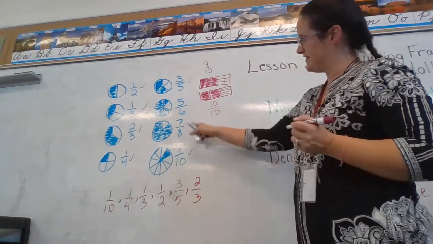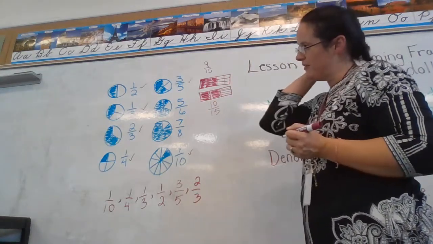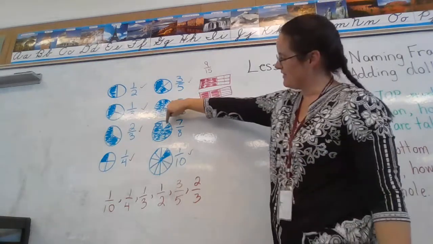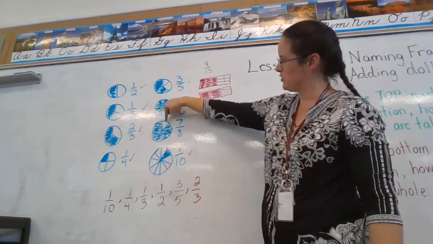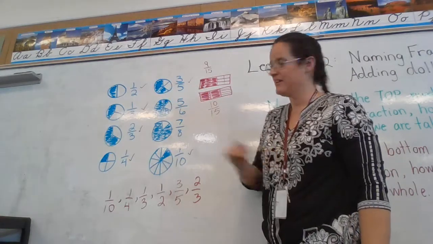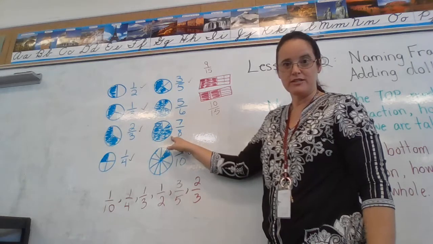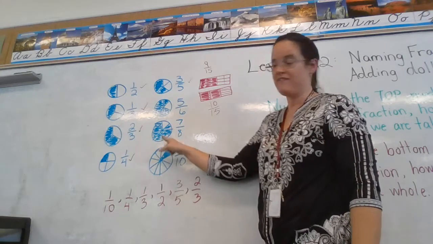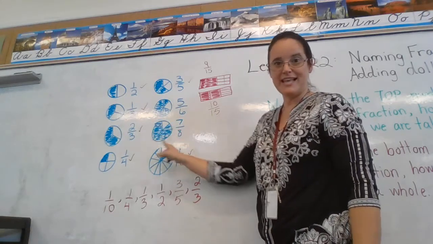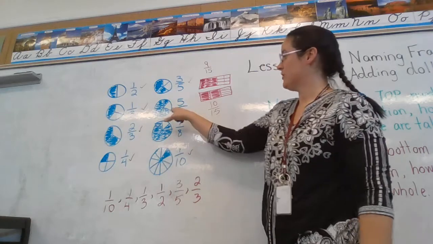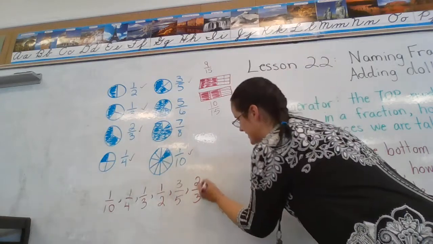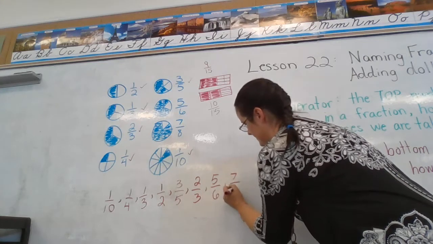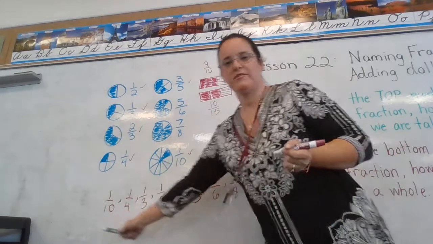And now we're going to look at 5/6 and 7/8. Well, one way to tell which of these is bigger is by looking at the white piece and saying which white piece is smaller. This white piece looks smaller, which means this fraction is bigger. If it has less white, it means it has more blue. So that makes 5/6 smaller than 7/8. And now we've put them in order.